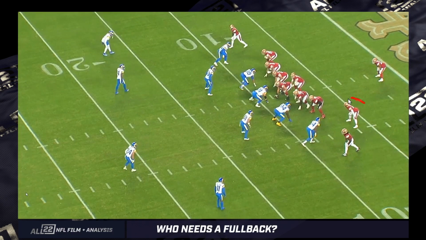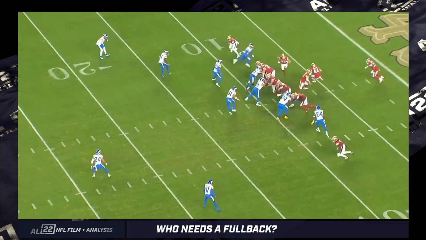Fullback for the 49ers is here. Tight end is up top. So again, 21 personnel, but a 12 personnel formation because that fullback is versatile enough to be asked to complete techniques that a tight end would normally do.